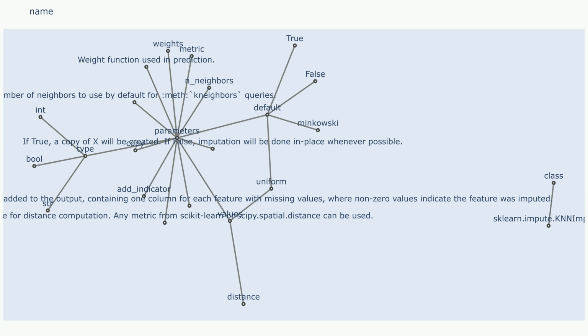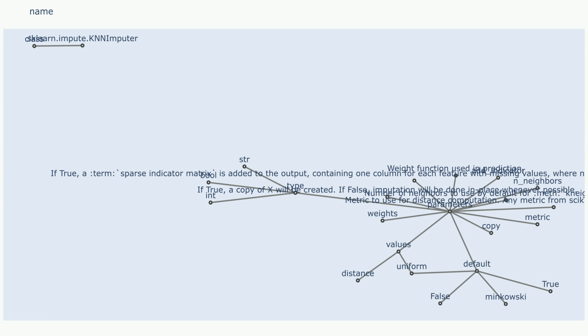2. KNNImputer: the solution. The KNNImputer tackles missing values by leveraging the principle of similarity. It finds the k-nearest neighbors to a data point with missing values, based on the available features, and uses the values of those neighbors to impute the missing value.